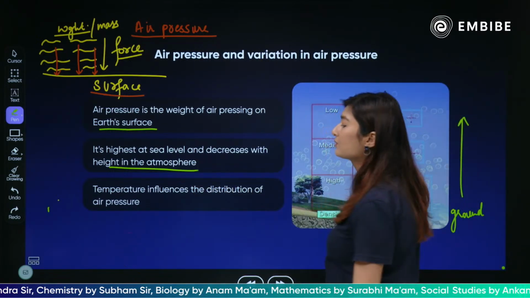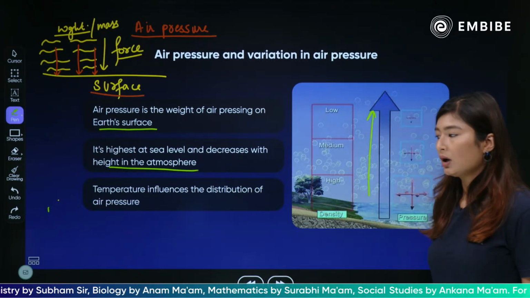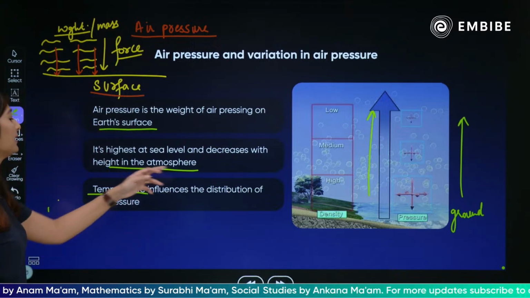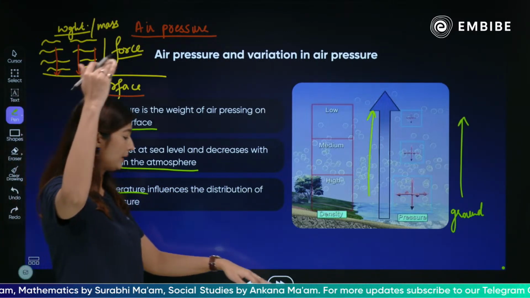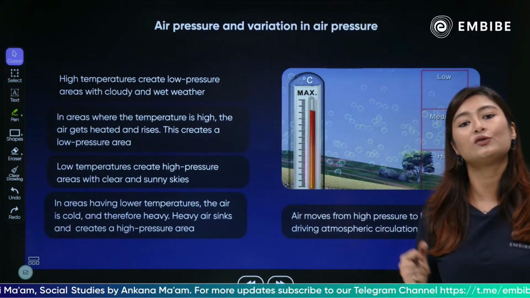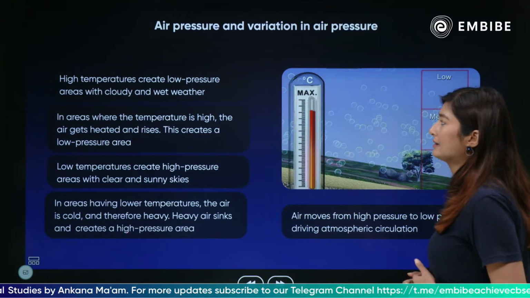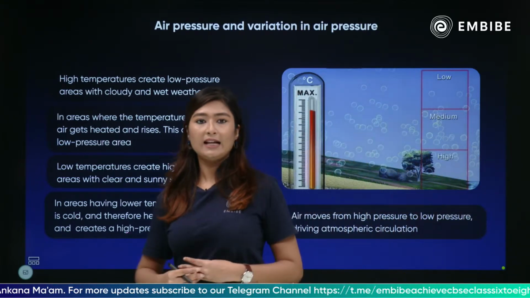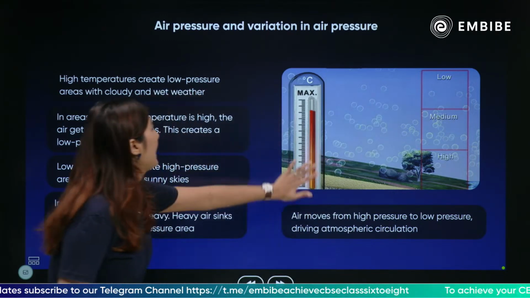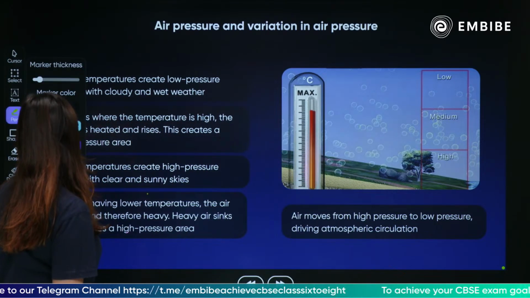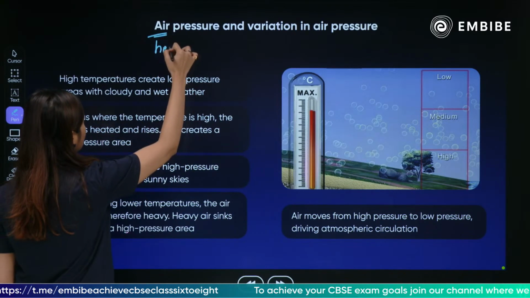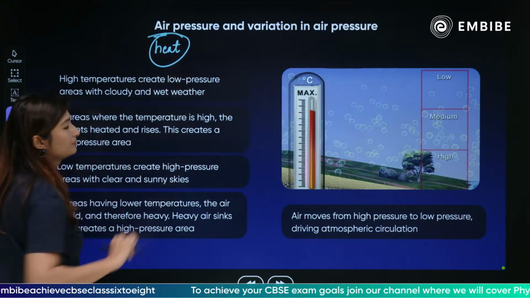Temperature influences the distribution of air pressure. So temperature क्या हो गया? The amount of sun rays received, even that influences the distribution of air pressure. उससे भी air pressure differ करता है. क्यों? How does temperature affect the air pressure? Let's understand that. बच्चे, we are saying that air has a certain weight. ठीक है. What happens when you heat up the air? जब आप air को heat कर देते हो, how will you heat the air?